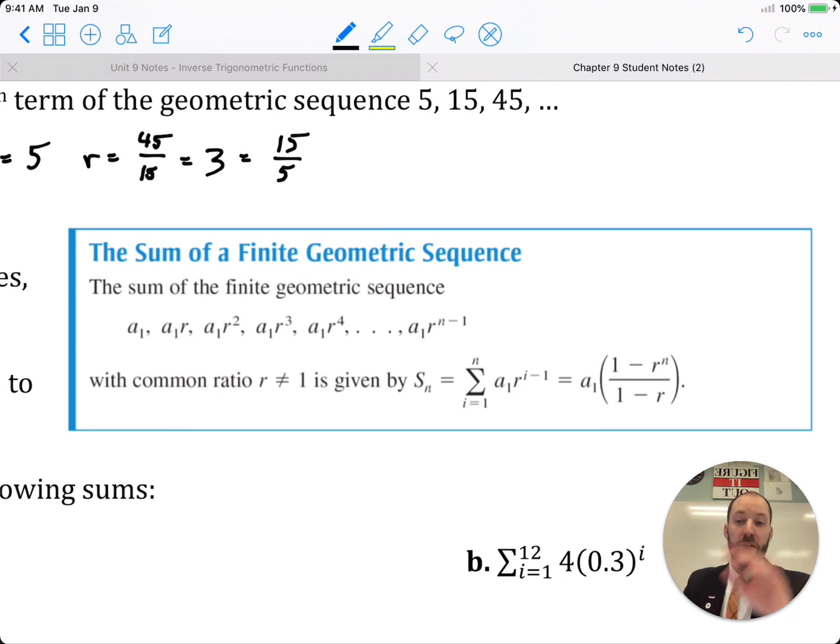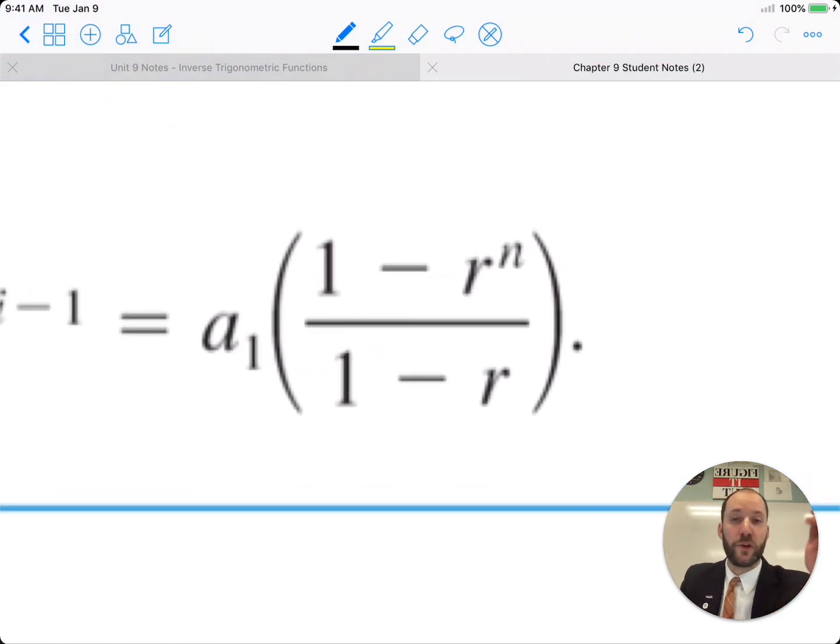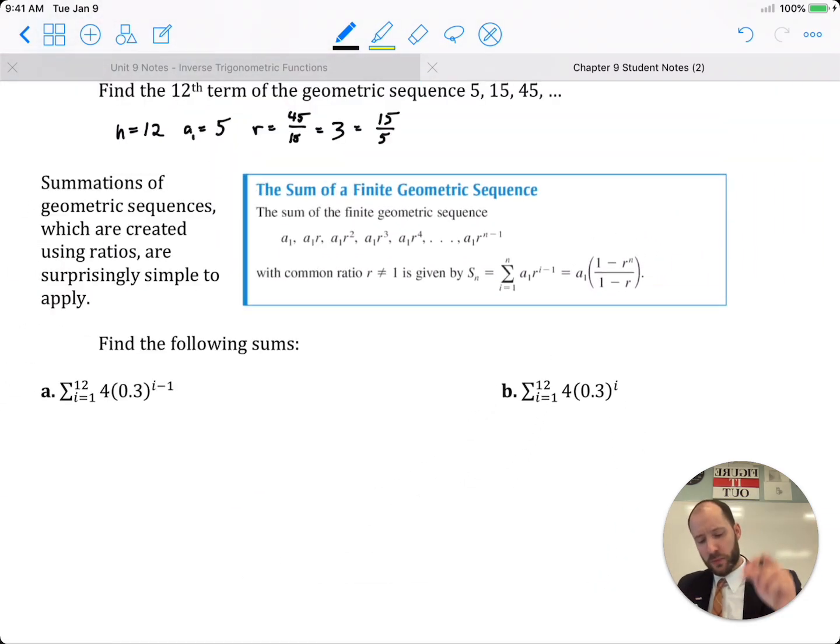Now, the sum of a finite geometric sequence. The formula is a little more complicated than arithmetic. You have your first term, a sub 1, and then times a fraction. In the numerator, 1 minus r to the n, your ratio, and then n, the number of terms you're adding up, over just 1 minus r one time. So it's pretty important to identify those three things: a sub 1, r, and n.